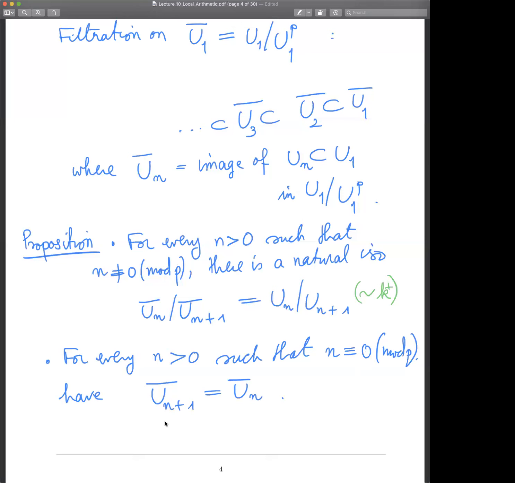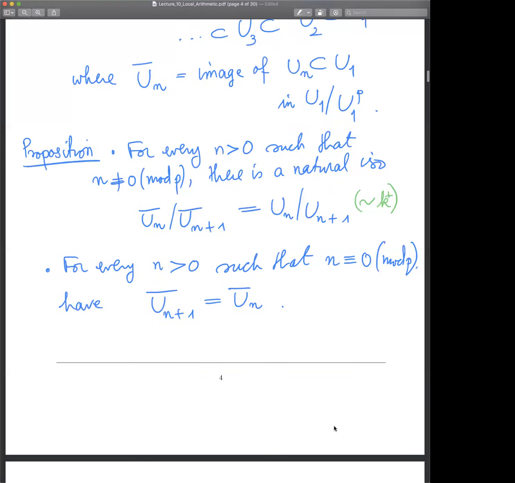Of course, U_{n+1} is not the same as U_n. It's only U_{n+1} bar, which is the same as U_n bar. Although these subgroups U_n and U_{n+1} are different subgroups of U_1, they have the same image in U_1 modulo pth powers. Okay, that can happen, and it's happening here. And we will actually prove that this is the case.